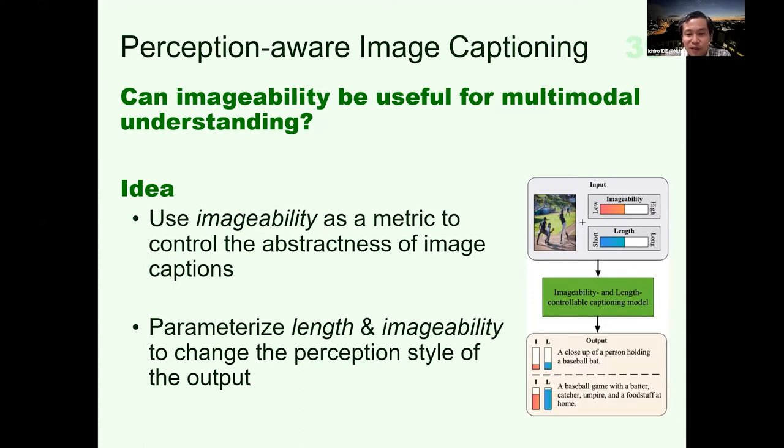So for example, if you have a low imageability short caption, then the output of this image caption will be like a close-up of a person holding a baseball bat. It's very short and also a bit abstract. But if you set high imageability and long, you get, say, a baseball game with a batter, catcher, umpire, and the food stuff at home. I don't know if you want this, but you can adjust the length and also the imageability according to what you want to use this caption for.